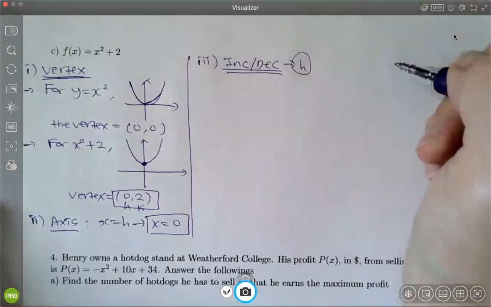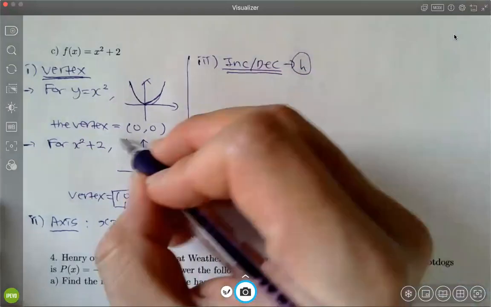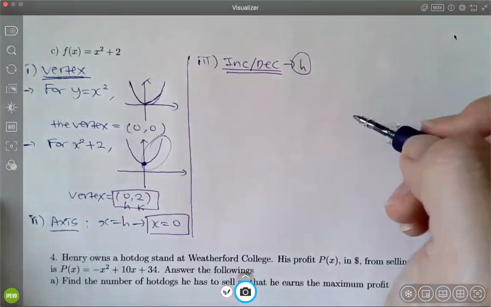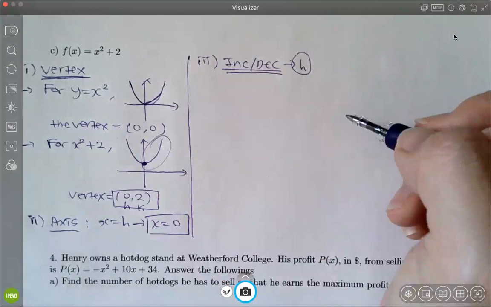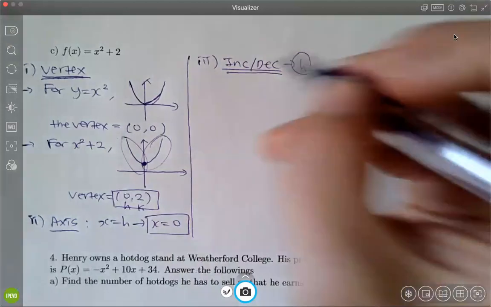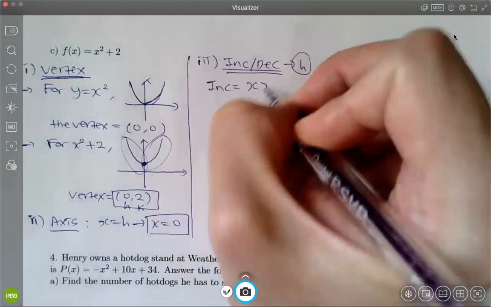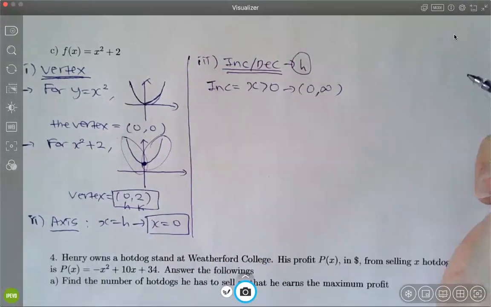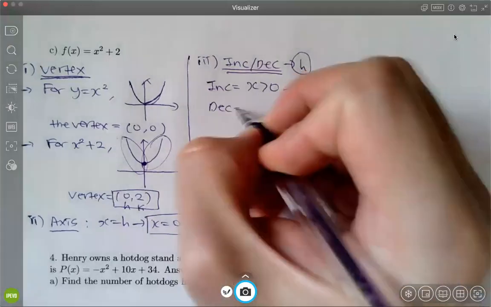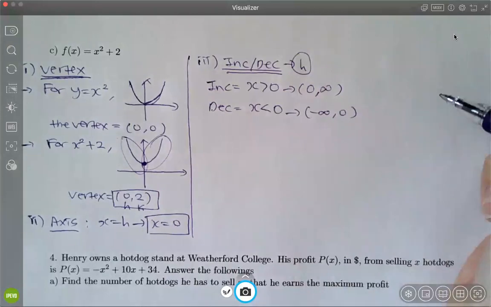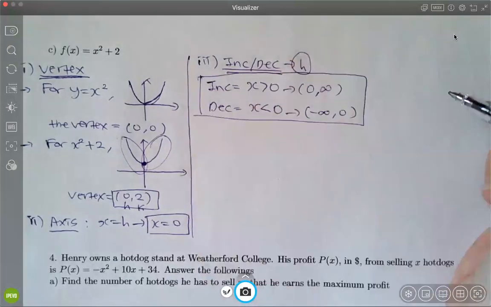Okay, and then from the graph, which is this one, we already know how the graph looks. Where's the graph increasing? On the right side of 0, right? And where is the graph decreasing? On the left side of 0, right? So what does that mean? Increasing would be x greater than 0, i.e. parentheses 0, infinity, right? And then decreasing would be anything less than 0, or negative infinity, 0.